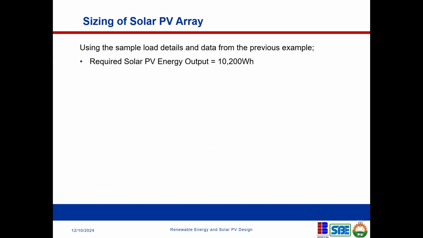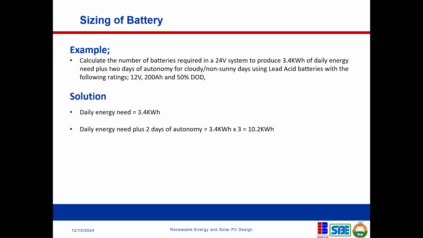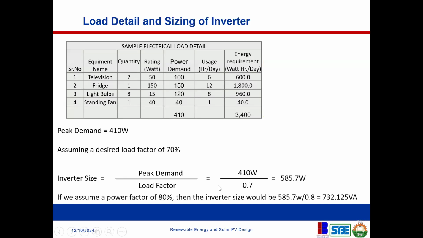Now we've sized the inverter, we've sized the battery. Let us size the PV array, the solar modules. Using the example of the load that we already have from the previous example, the required PV energy output is 10,200. When you're sizing your PV, it is based on the energy demand, not on the power. If you go back to this table, your inverter is based on power demand, your battery is based on energy demand, and your PV is also based on energy demand.